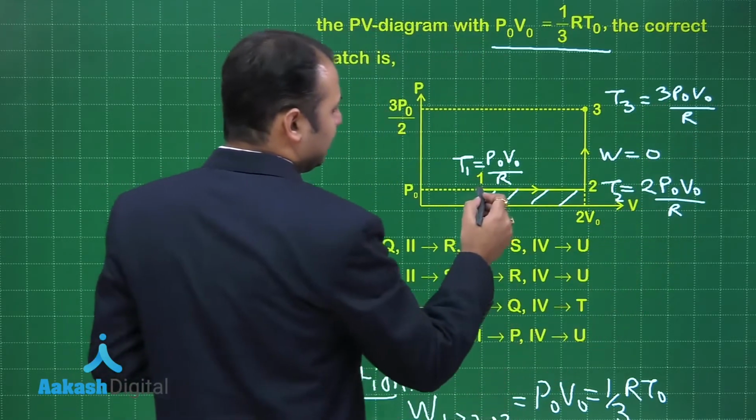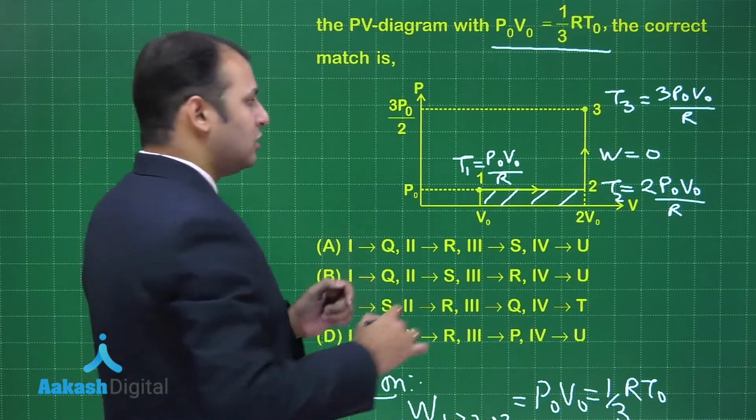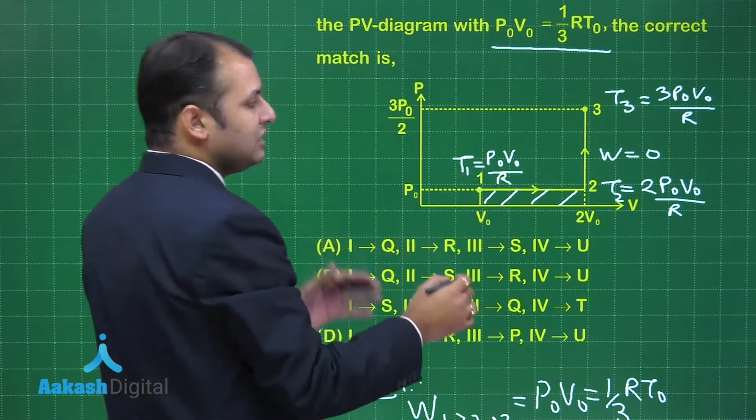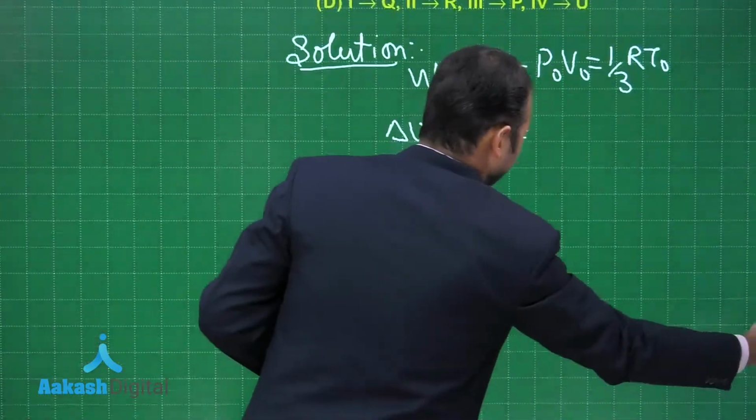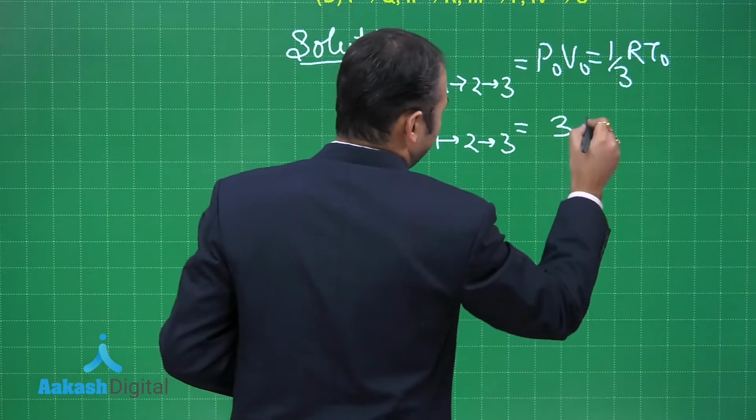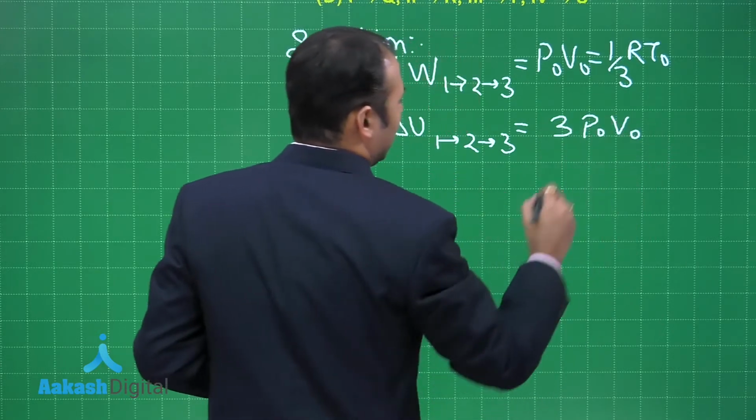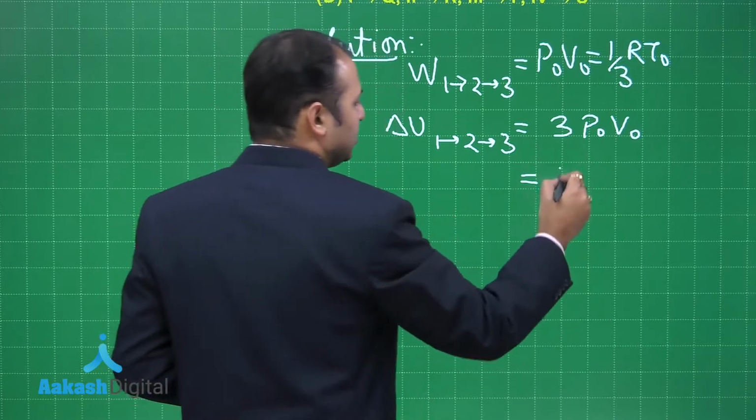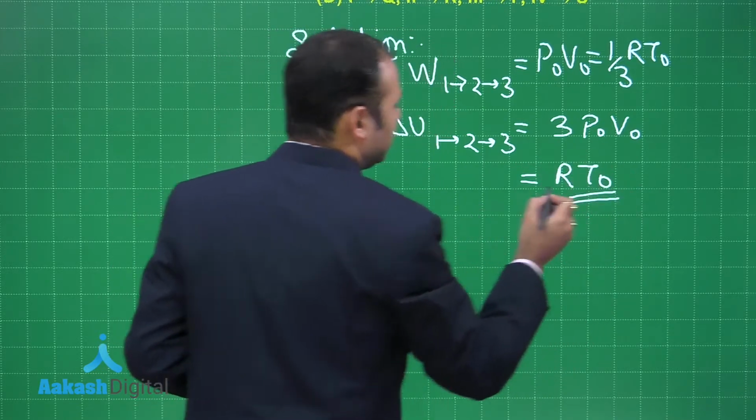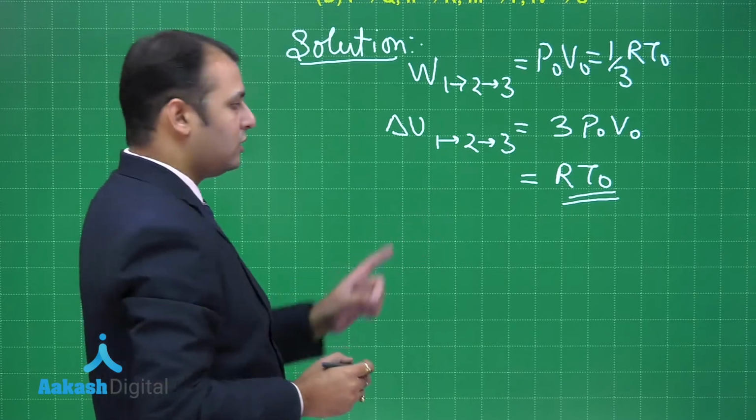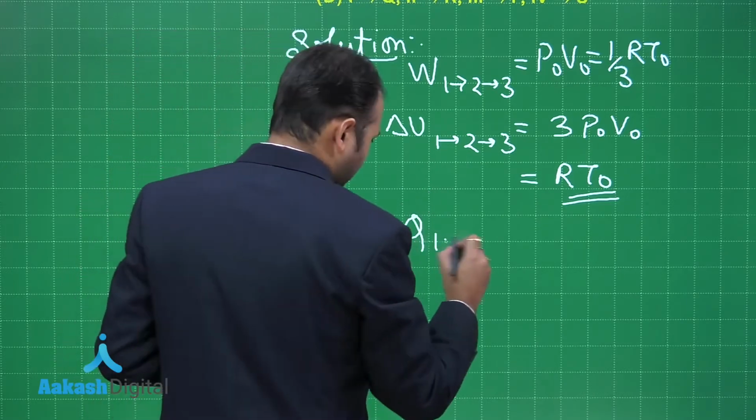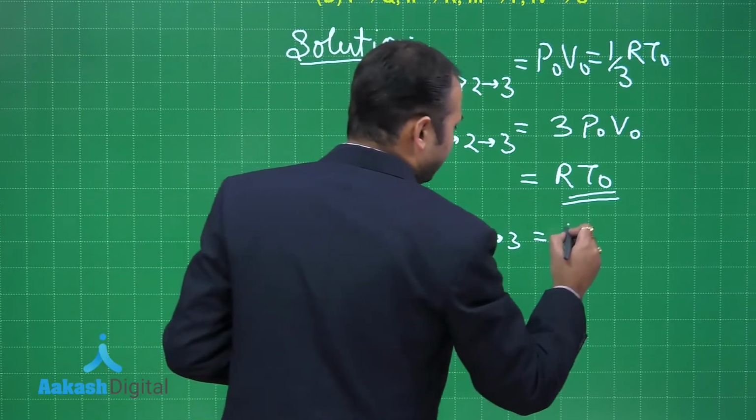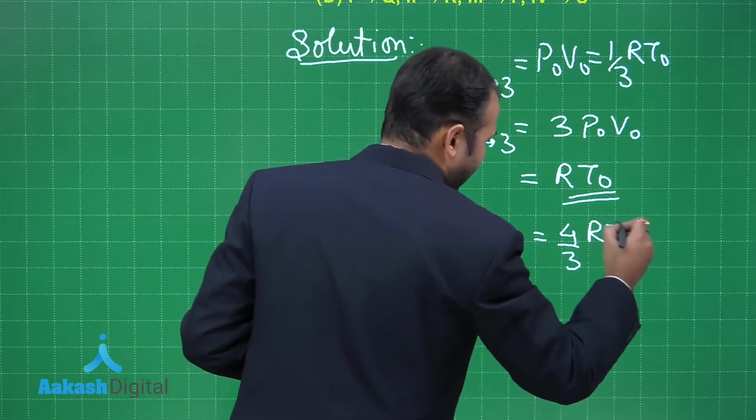So what is the delta T from here to here? Since it is the internal energy change, we can say that T3 minus T1 times nCV will give us only 3 P naught V naught. And this 3 P naught V naught, if I replace it by 1/3 RT naught as per the question, leaves only RT naught. So I have delta U with me. Now if somebody asks you what is the heat given from 1 to 3, it's simply the summation of these two, which would be equal to 4/3 RT naught.